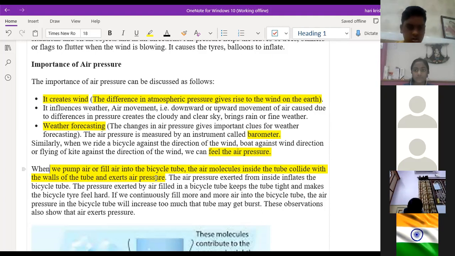At the same time, if you fill too little air, the tire will not get hard easily. So there are problems both ways. So we have to fill sufficient air in the tire.